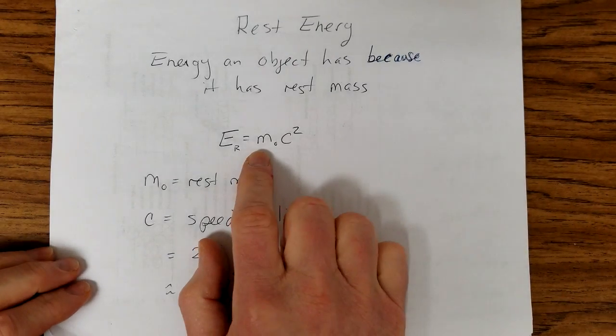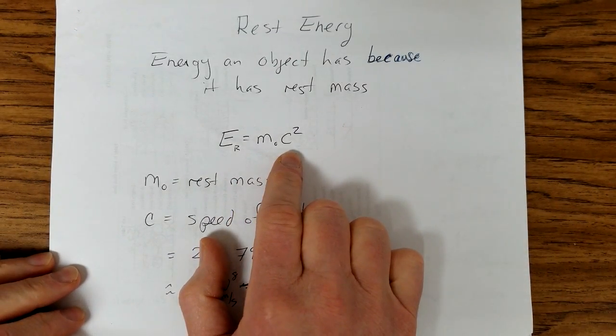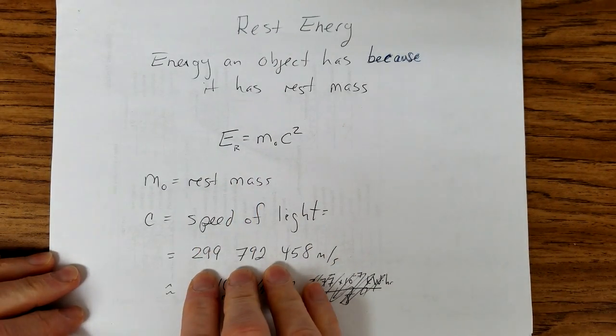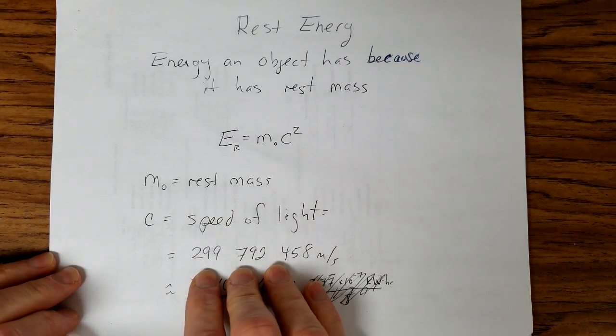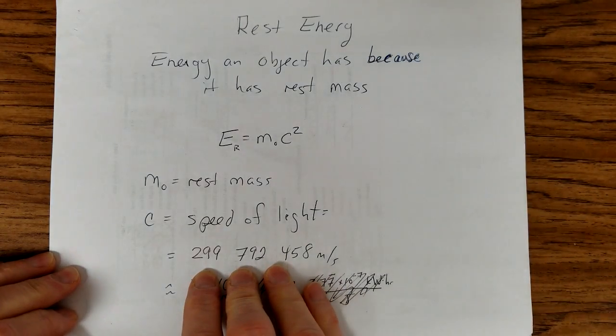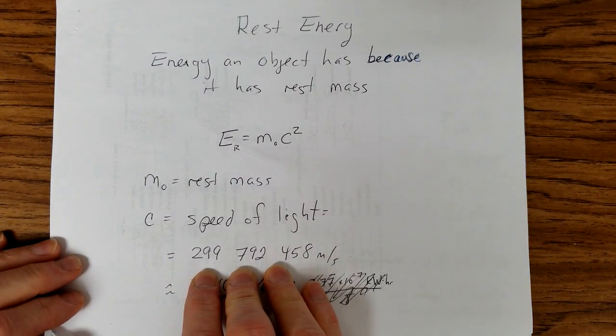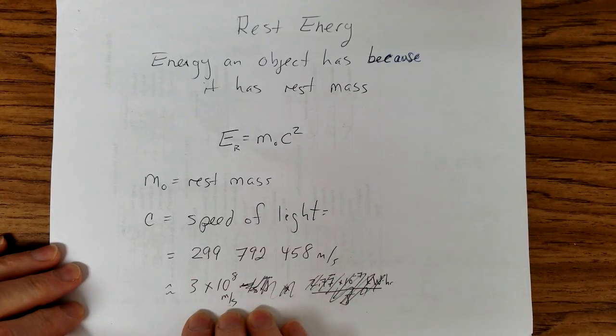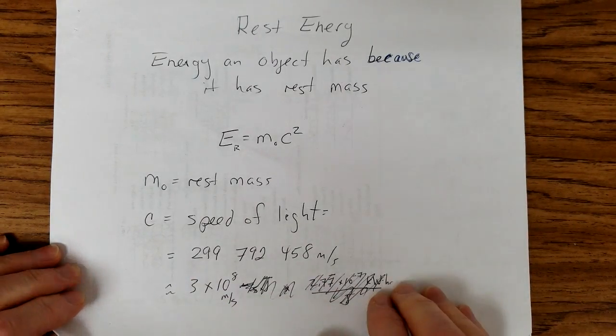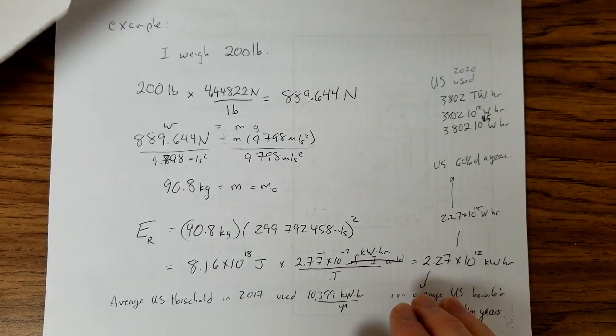So in the formula, we have the rest mass times the speed of light squared, and the speed of light is exactly this number right here, 299,792,458 meters per second. That is exact, but as far as what we're concerned, in most classes, 3 times 10 to the 8th meters per second is sufficient. Let's run through an example.